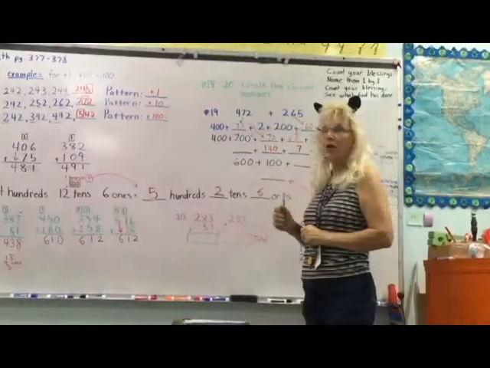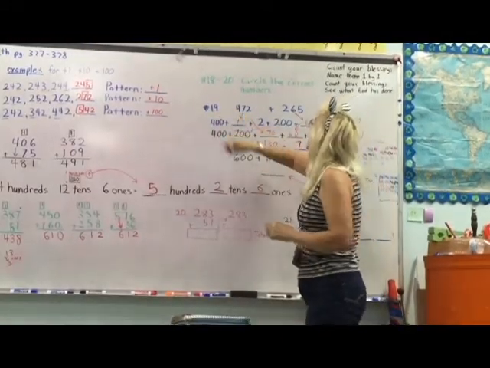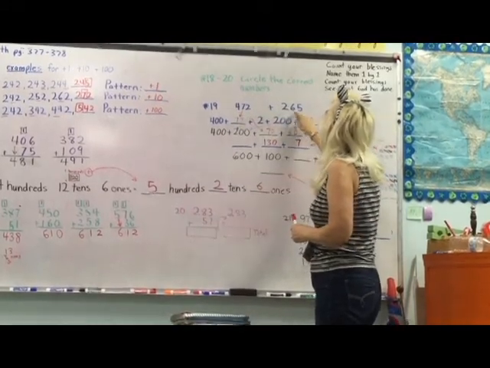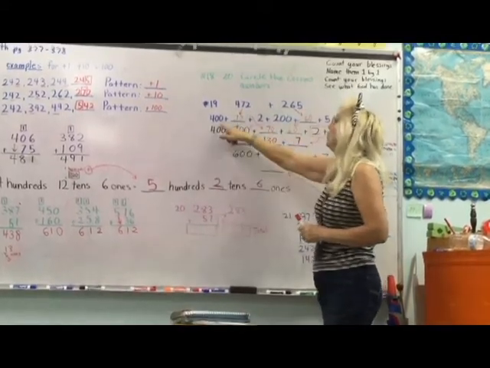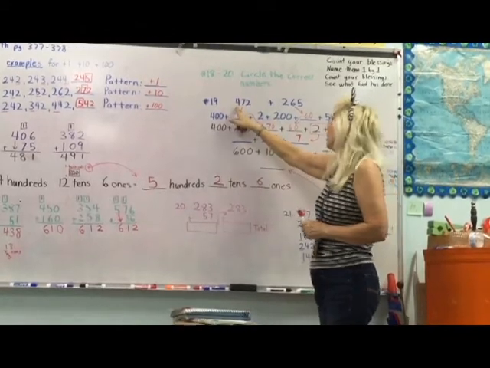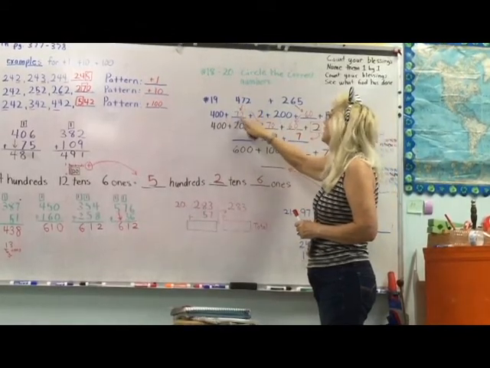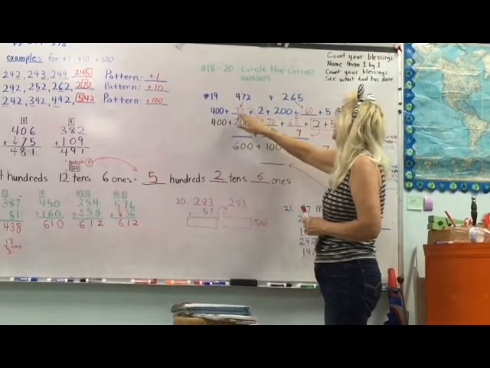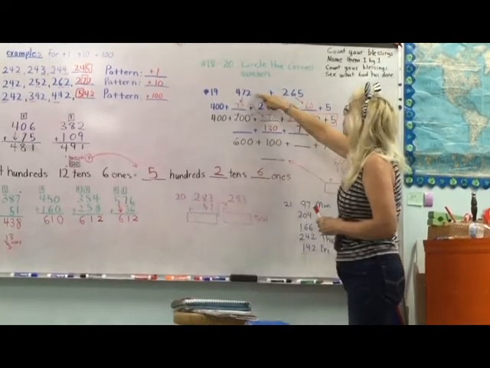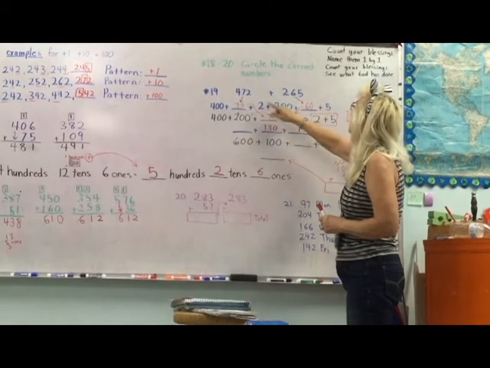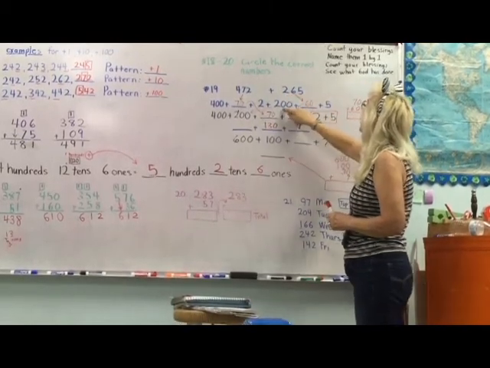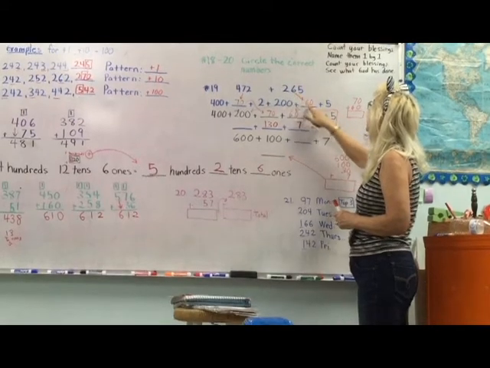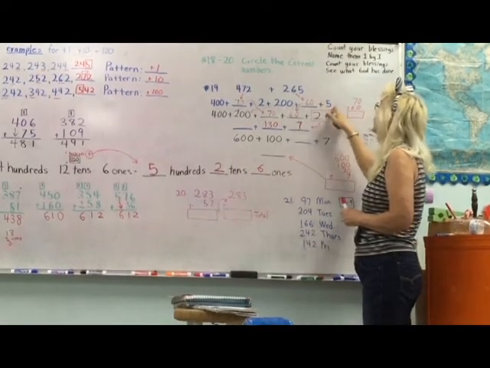Okay, now we're going to do number 19. On number 19, we have 472 and 265. This 400 represents the 400 in this number. The 70 represents the 7 in the tens, which makes it 70. Then here, the 2 represents the 2 in the ones. Here, this represents 200 in the 200s, and then there's 6 tens, which is 60. Then there's 5 ones, which is 5.